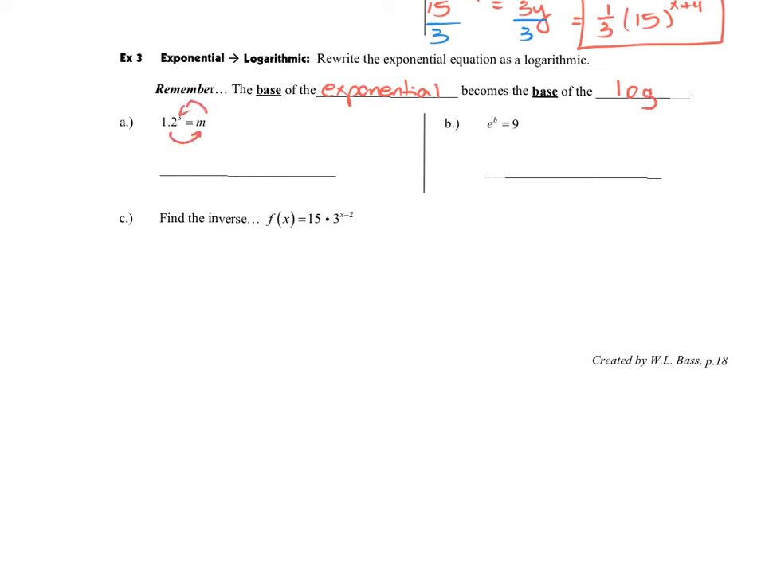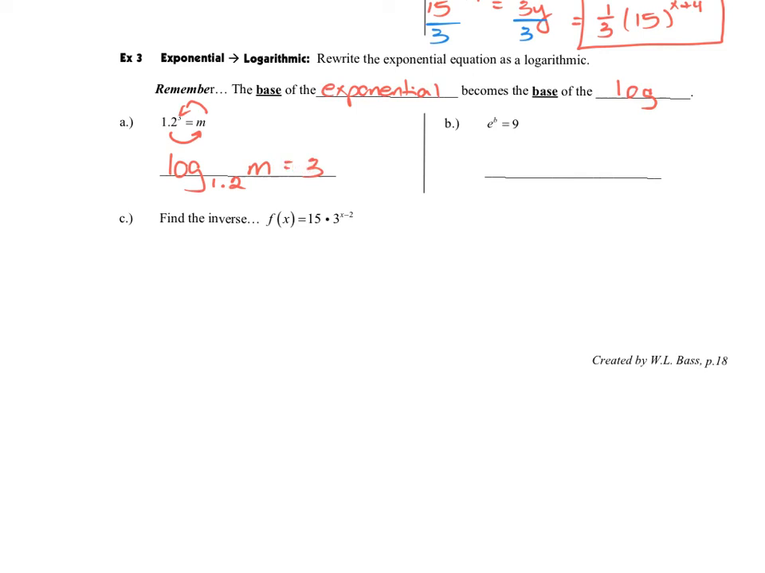So the base of the exponential will become the base of a log. So this is going to be log, think normal font size. The base of that exponential becomes a small subscript. So log base 1.2 of the m equals the 3. So when you look at this on the line, the only thing that's small is the subscript for the base of the log. Everything else should have the same, think, font size.